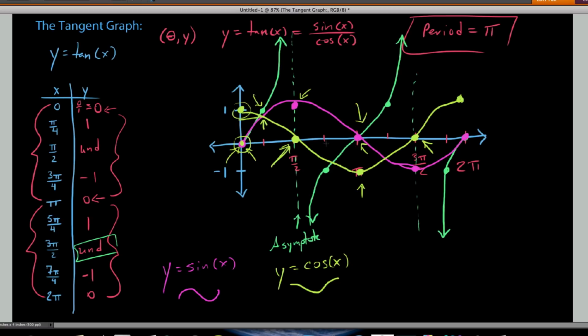Even over here, it's kind of skewed, but if I were to take the pink height right here, divided by the yellow height, this is like radical 2 over 2 above, and this is like radical 2 over 2 below. And positive radical 2 over 2 on our pink divided by negative radical 2 over 2 on our yellow would give us negative 1. This is our height of negative 1 here.